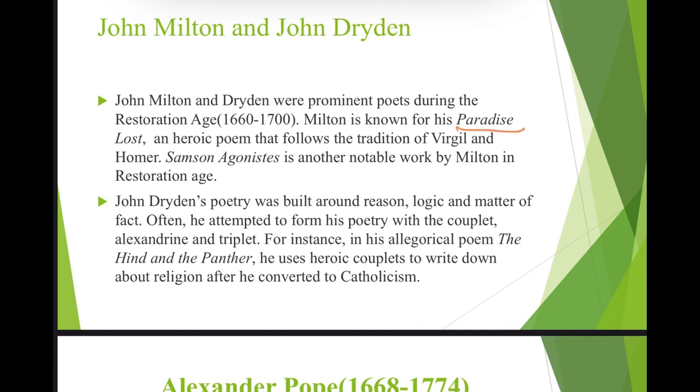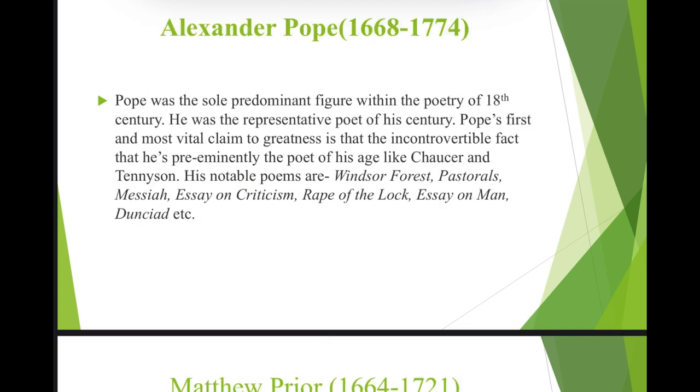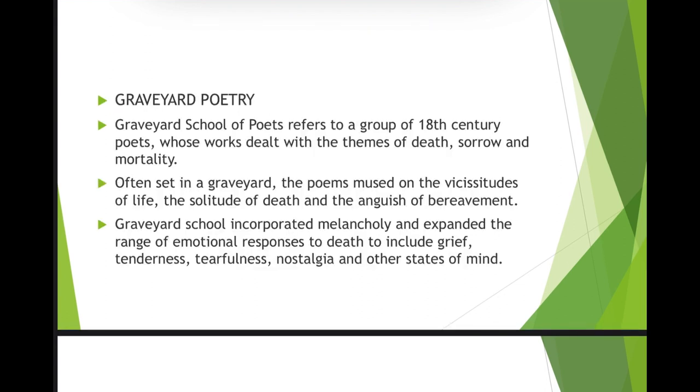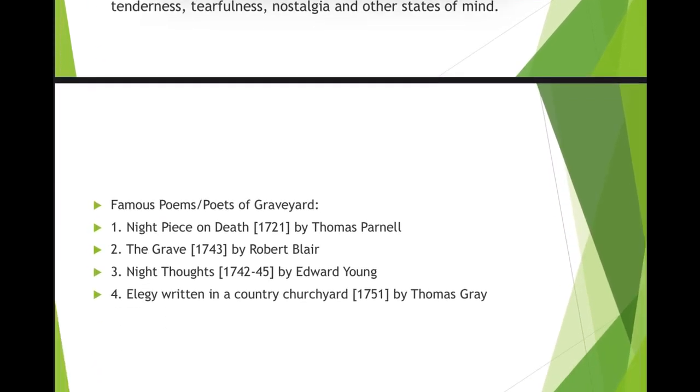Milton wrote the famous epic Paradise Lost and Samson Agonistes. Dryden wrote The Hind and the Panther. When you come to Alexander Pope, as I have already discussed, he is known for his poem The Rape of the Lock. Apart from that, Windsor Forest, Pastorals, Essay on Criticism, Essay on Man, Dunciad. Then we come to Matthew Prior. Matthew Prior is known for Alma, or The Progress of the Mind. Not as prominent a poet as Dryden and Pope. Graveyard poetry was also there; we have some graveyard poets. These are the graveyard poets.